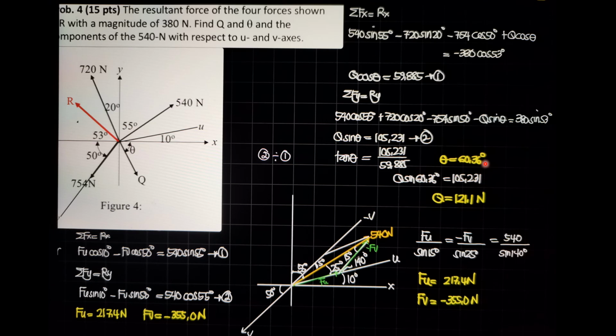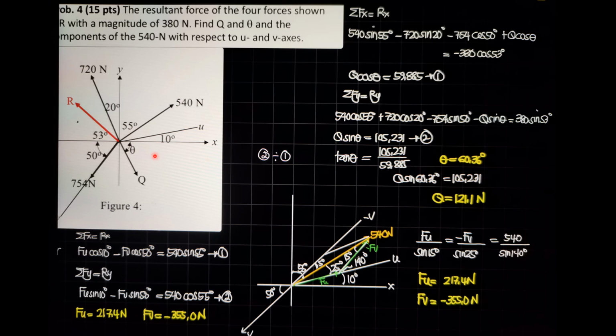Then substitute into equation 2. You may substitute in equation 1 if you want, but I'll use equation 2. So q sine of 60.36 degrees equals 105.231, and q is 121.1 Newton. So that's the value of q. Then we resolve this 540 Newton force into U and V components. So I'll present two solutions.